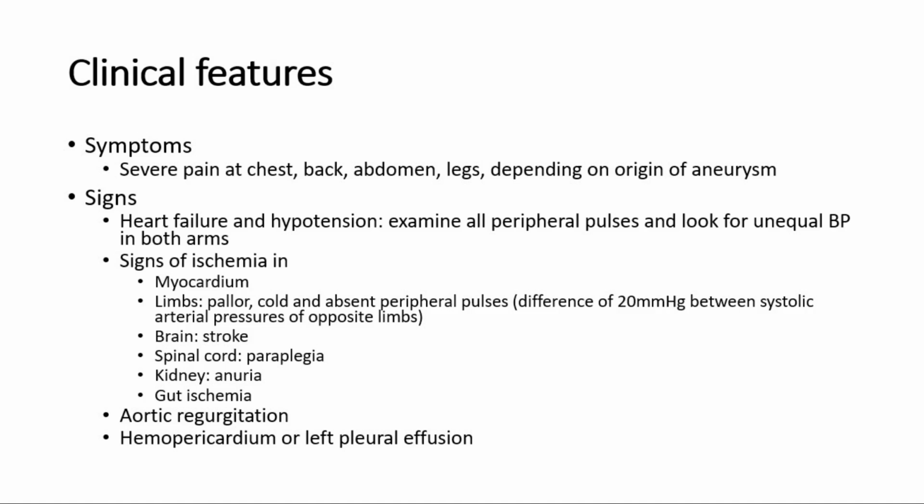Examine all peripheral pulses and look for unequal BP in both arms. Look for signs of ischemia in myocardium. In limbs, look for pallor, cold, and absent peripheral pulses. Difference of 20 mm of mercury between systolic arterial pressures of opposite limbs. Brain: stroke. Spinal cord: paraplegia. Kidney: anuria. Gut: ischemia. Other signs include aortic regurgitation, hemopericardium, or left pleural effusion.